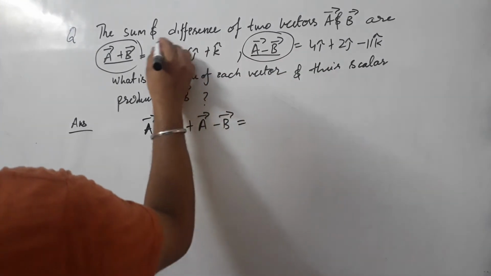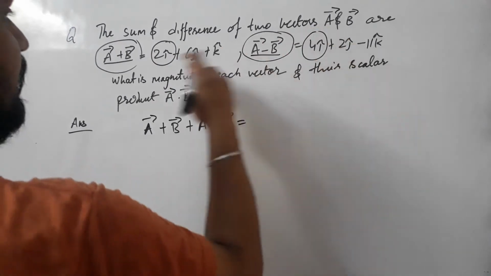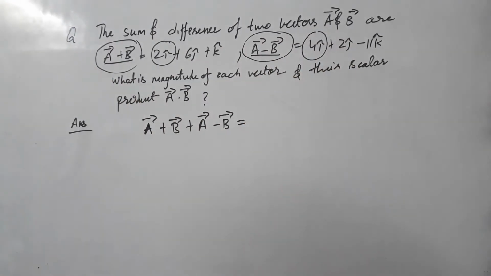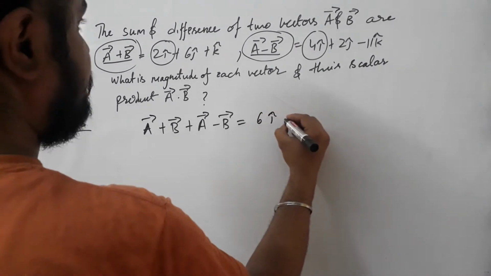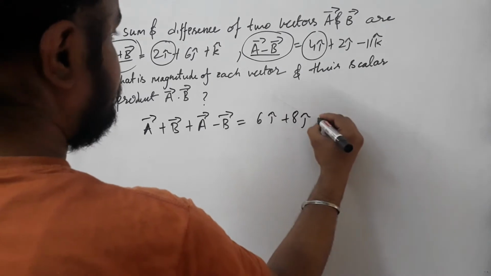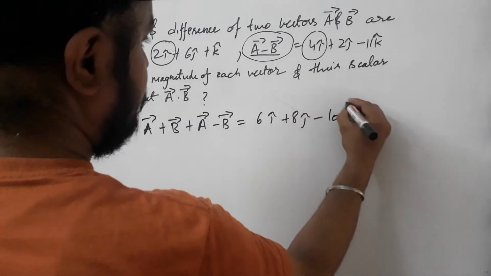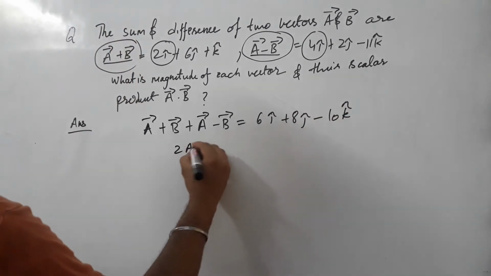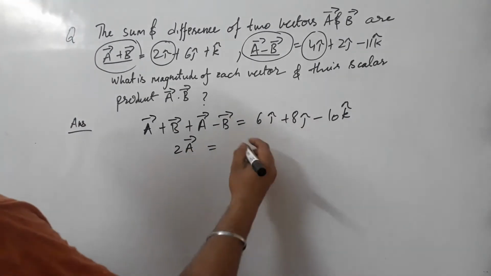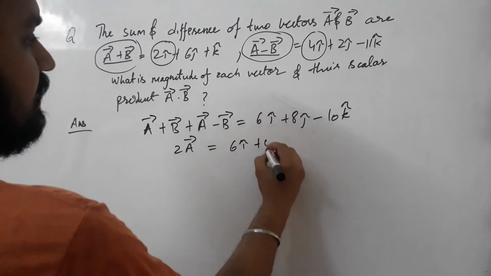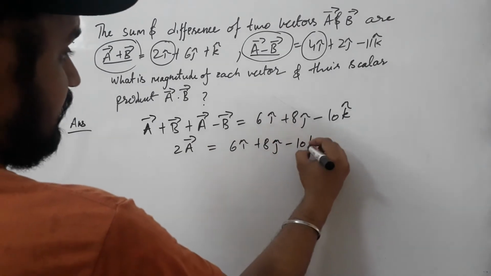Always remember, i cap will be added in i cap, j cap will be added in j cap, and k cap addition will be in k cap. So it will be 6 i cap plus 8 j cap minus 10 k cap. Further it will be equal to 2 a vector because b will cancel. 2 times a vector will be equal to 6 i cap plus 8 j cap minus 10 k cap.